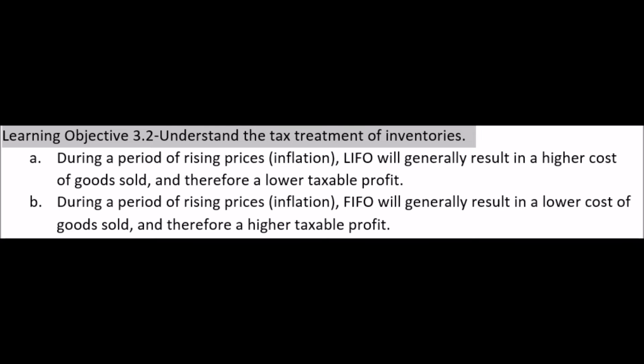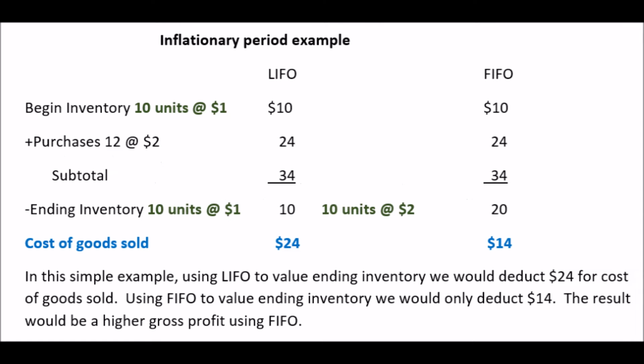In an inflationary period, LIFO will generally result in a higher cost of goods sold, therefore a lower profit. During an inflationary period, FIFO will generally result in a lower cost of goods sold and a higher profit. Here we have two identical businesses with the same beginning inventory, the same purchases, but we end up with a different cost of goods sold.